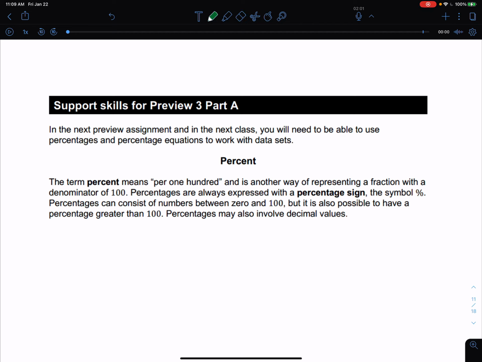Let's look at the support skills for Preview 3 Part A. So in the next preview assignment and in the next class, you will need to be able to use percentages and percentage equations to work with data sets.